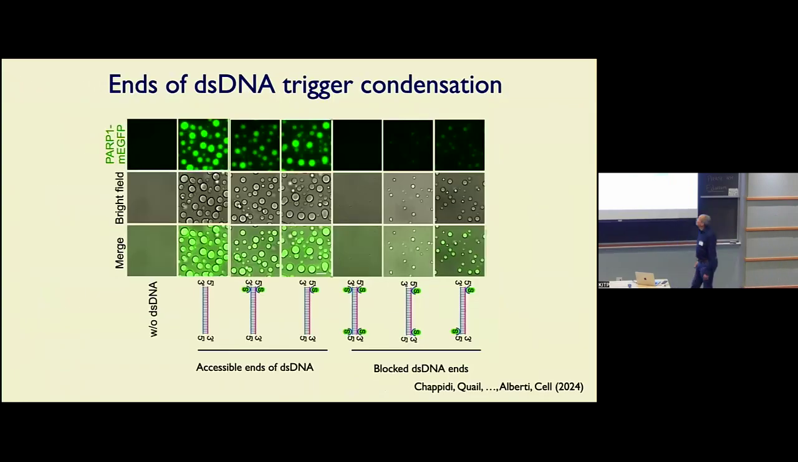An important piece of information about what's going on here comes from experiments that show co-condensation of PARP1 with short DNA stretches, and it reveals that it requires DNA ends for this condensation to happen. So if DNA ends are blocked, this system is essentially not condensing.